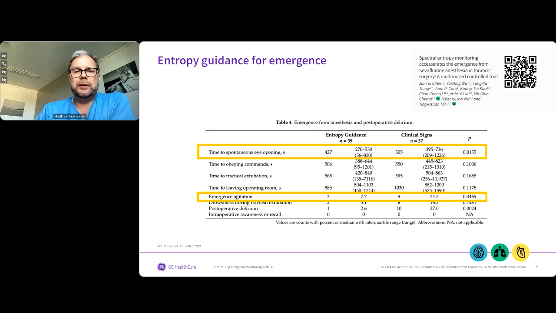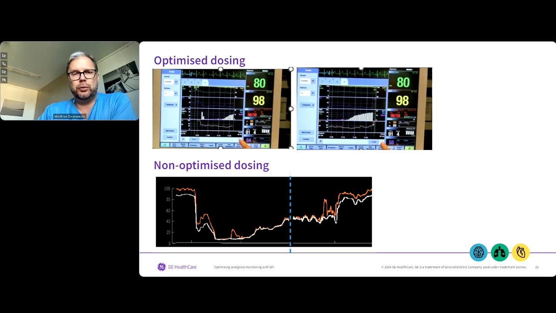And I told you we are talking about emergence. We see advantages here. We see a much faster eye-opening in these patients. And also we see an effect on emergence agitation. So patients awake much smoother than when we just use clinical signs. We don't know why that is. Probably also the physiological effects are in place. So faster emergence and less agitation in those monitored groups.